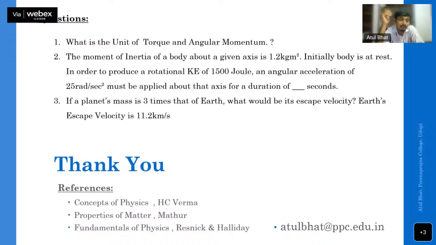And the third question that I want you to solve is a very simple one. You consider another planet other than the Earth, okay? And this planet has mass three times that of the Earth. So you don't need to know Earth's mass. You just know that the mass of this planet is three times Earth's mass, okay? What would be the escape velocity of such a planet if Earth's escape velocity is 11.2 kilometers per second?